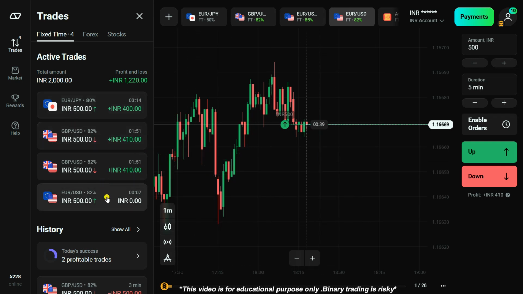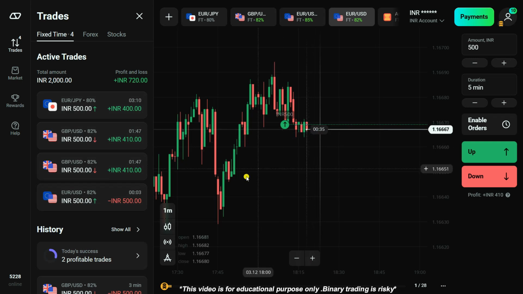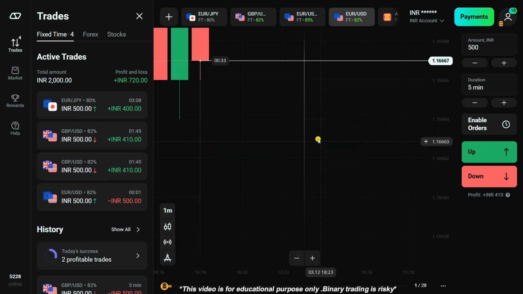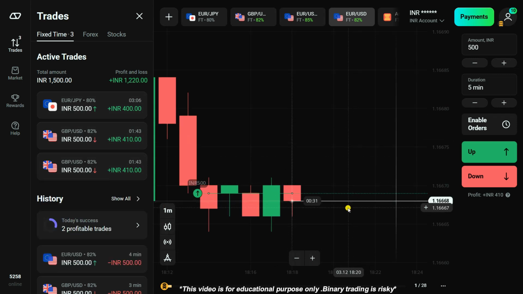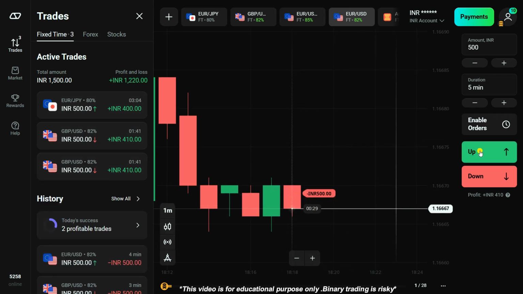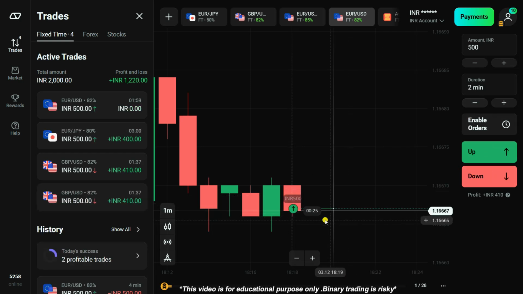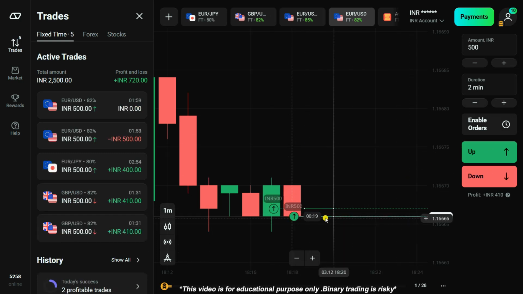Okay, so Euro USD. So I think it may face a loss here. This is our loss. If it is a loss, then just go with 2 minutes towards a call option again, and it will definitely be a winning trade. So I'm taking a win to again martingale for the upward direction.